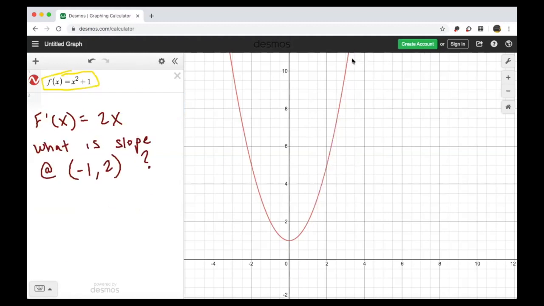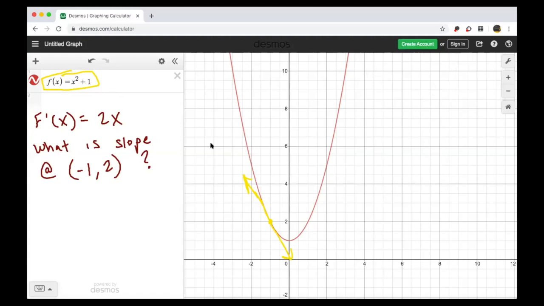And the last thing we'll investigate here is again looking at our function f of x equals x squared plus 1. We found the derivative f prime of x is 2x. And what if we want to know now, what is the slope at negative 1 comma 2? So if I go to that point, over 1 up 2, I'm right here. So the slope would be the tangent line approximately like that. That would give us the instantaneous speed or rate of change right at that point.